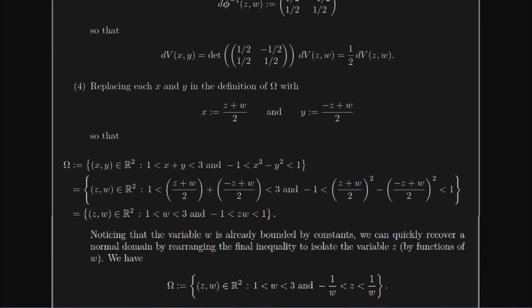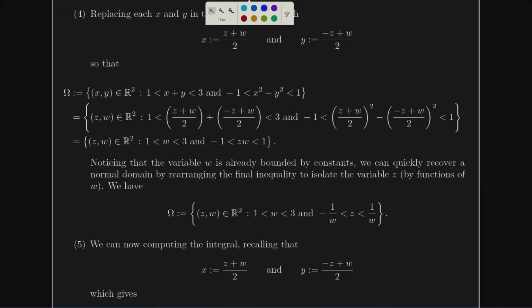Now let's go ahead and change the domain with respect to my new coordinates. So this domain omega, remember I had an x plus y and an x squared minus y squared as my two special terms here. I'm just going to take the value of x, which comes from the inverse of phi. I replace x with (z plus w) over 2, and I replace y with (negative z plus w) over 2, in both cases where y shows up.